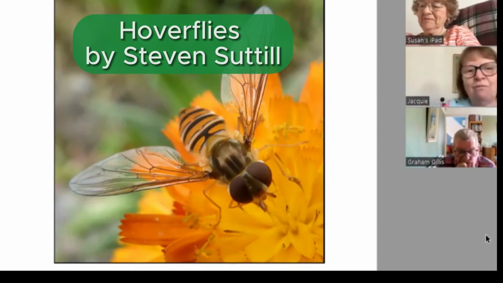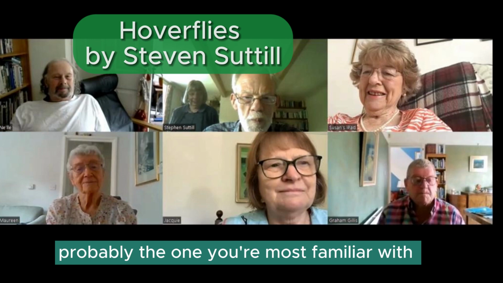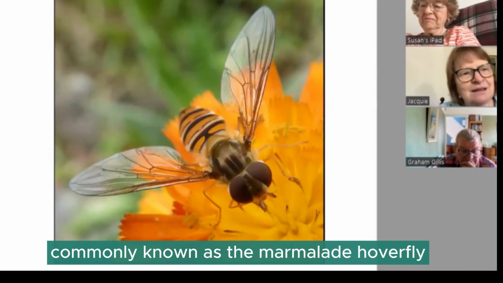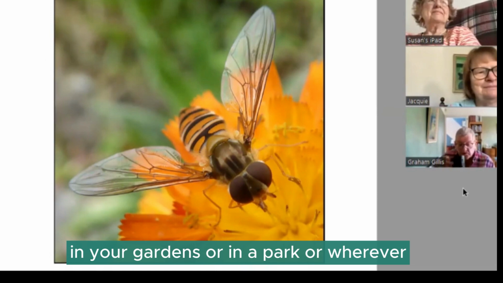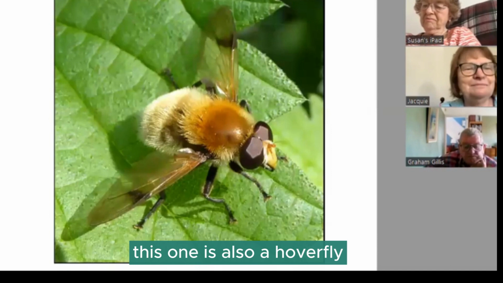This is a hoverfly, probably the one you're most familiar with. Commonly known as the marmalade hoverfly, though not very many of them do have common names. And this is probably the one you'll see most commonly in your gardens or in a park or wherever, just about anywhere these days. This one is also a hoverfly, but looks nothing like the first one.